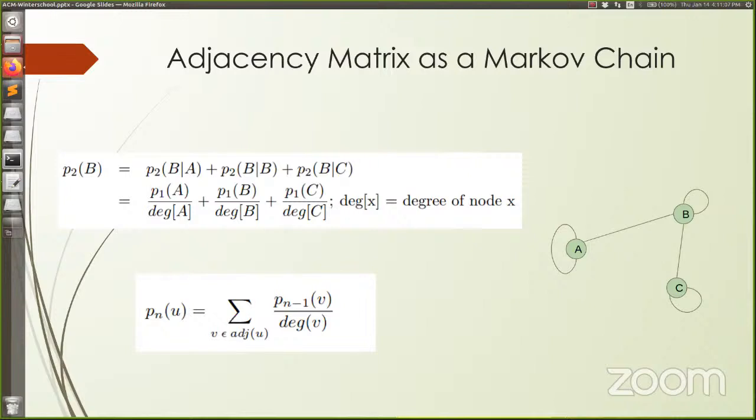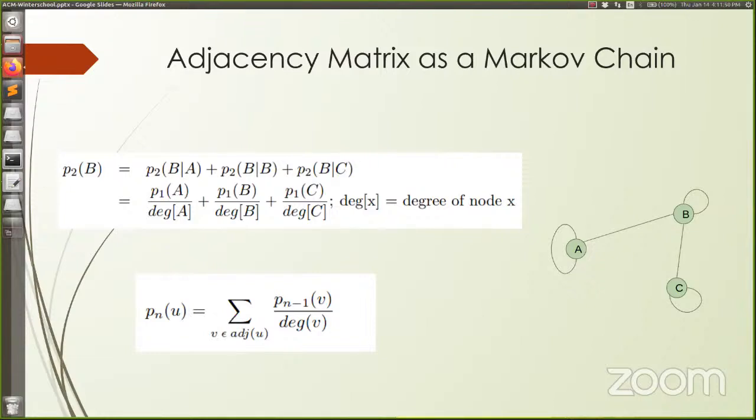Now, if I were at A in step 1, I can either go back to A, like I can keep traveling there, or I can go from A to B. That means even if I was at A with 30% probability, only half of that time will I go to B in the next step. The other half I'll remain at A. So that's where the degree of A comes from. If you add this up, it gives you exactly the probability with which I will be at node B at timestamp 2.